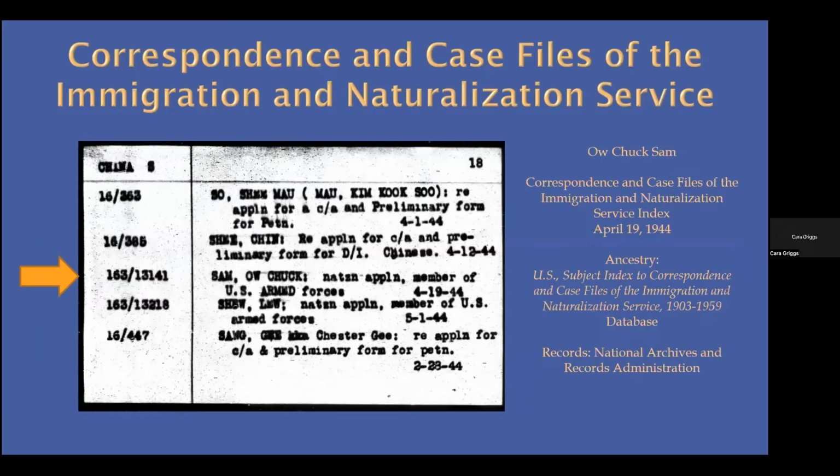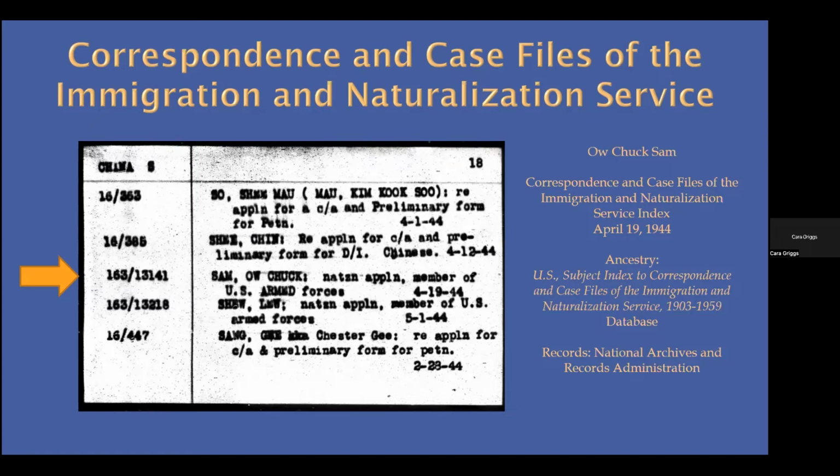Although perhaps a little more difficult to navigate, there are also correspondence and case files of the Immigration and Naturalization Service that are available on Ancestry. And here we see Alchuk Sam. The card indicates that he has a correspondence concerning his naturalization petition. And these records are in the holdings of the National Archives.